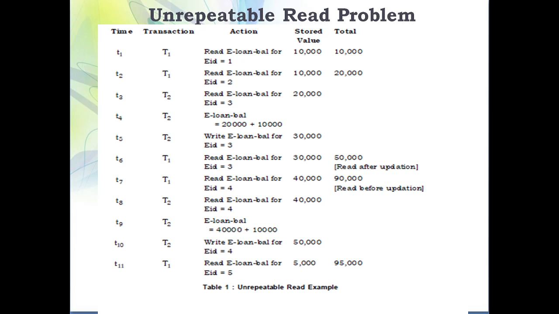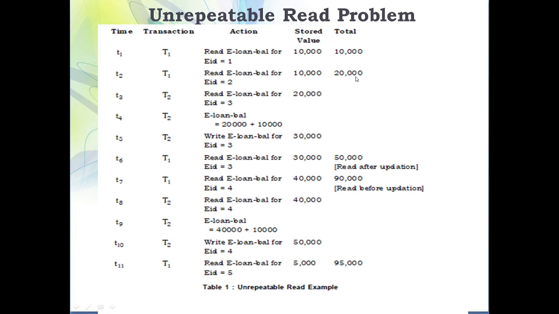Transaction T1 wants to perform the aggregate function sum over all these 5 accounts, and T2 wants to perform some operation. T2 is also accessing these 5 accounts and performing some operation. So in that case we'll see how the problem may occur. Initially, at time T1, transaction T1 will read the value for employee ID 1. Its initial value is 10,000. Then T1 is going to read the value for employee ID 2. Again its value is 10,000. So it is performing sum, and this 10,000 is added with this 10,000.